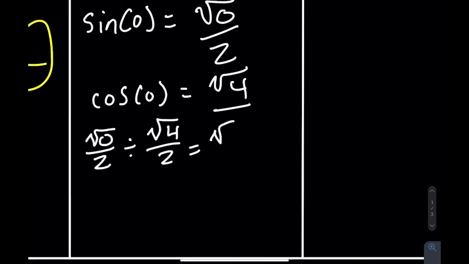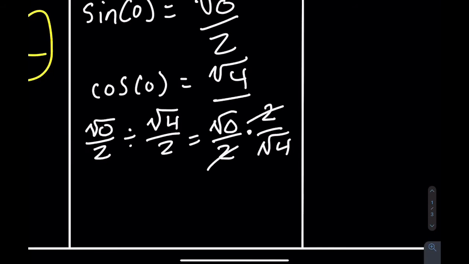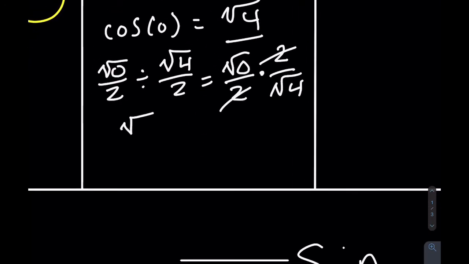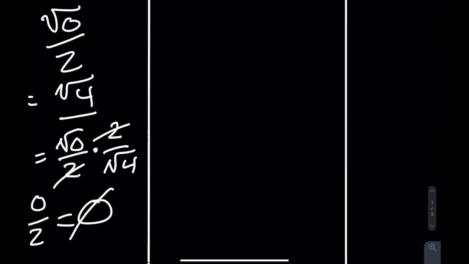That's going to be the exact same thing as writing root 0 over 2 multiplied by 2 over root 4. So we're going to take the reciprocal here. And all we do is cross out those 2's, and we're left with root 0 over root 4, which would leave us with 0 over 2, which is always just 0.